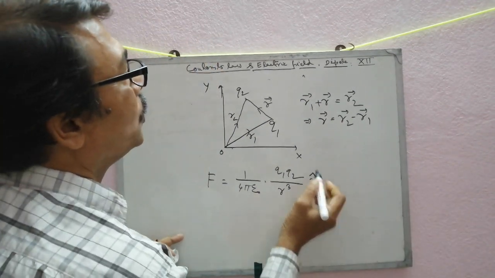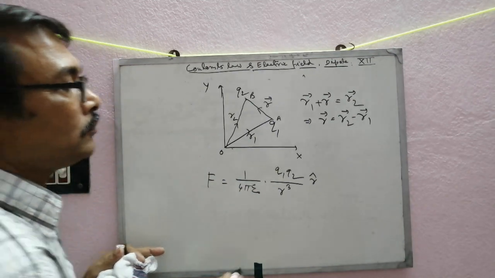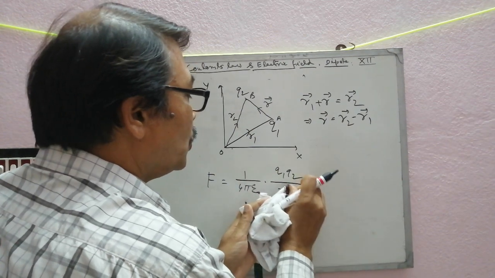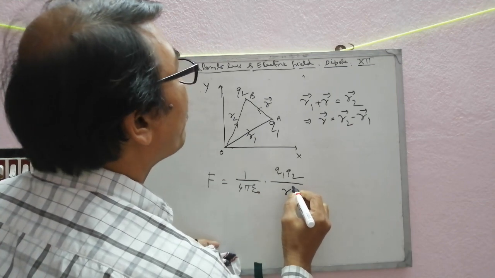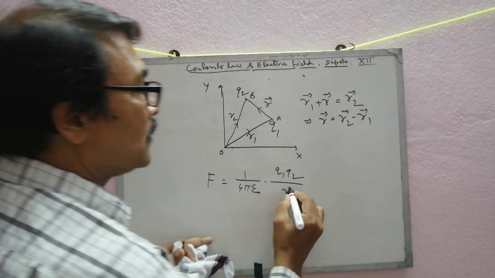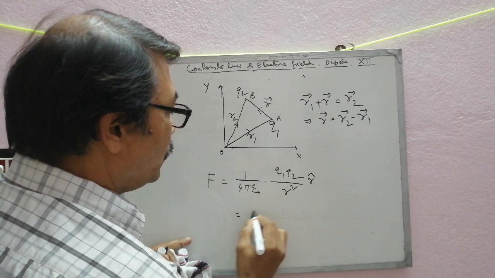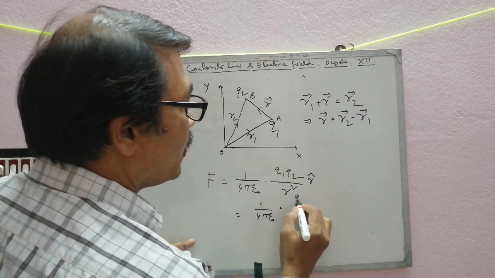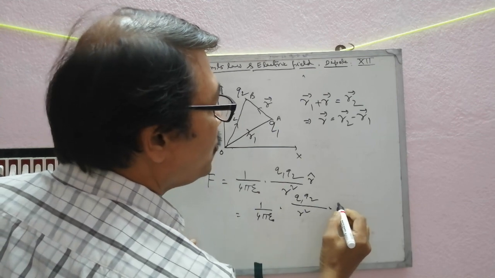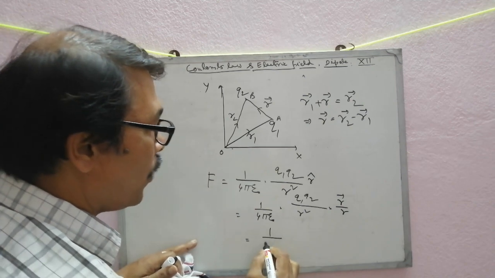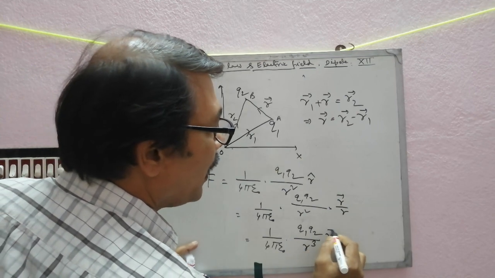R cap is the unit vector from A to B. R is the distance from A to B. Now F equals 1 by 4 pi epsilon naught Q1 Q2 by R square into R vector by R, that is 1 by 4 pi epsilon naught Q1 Q2 by R cube into R vector.